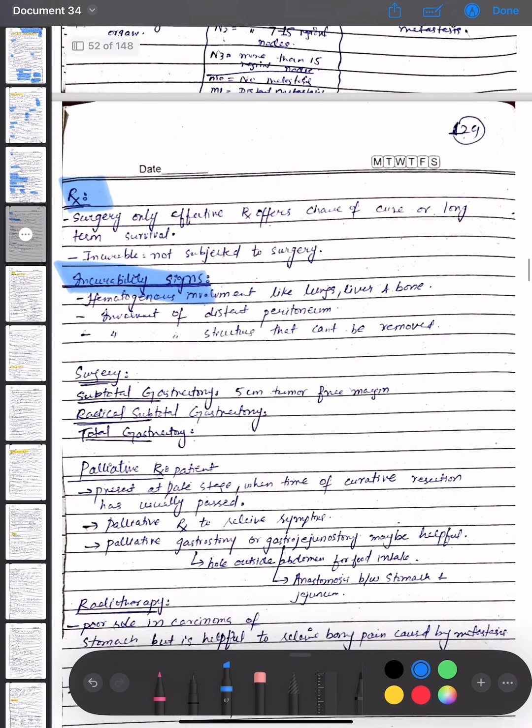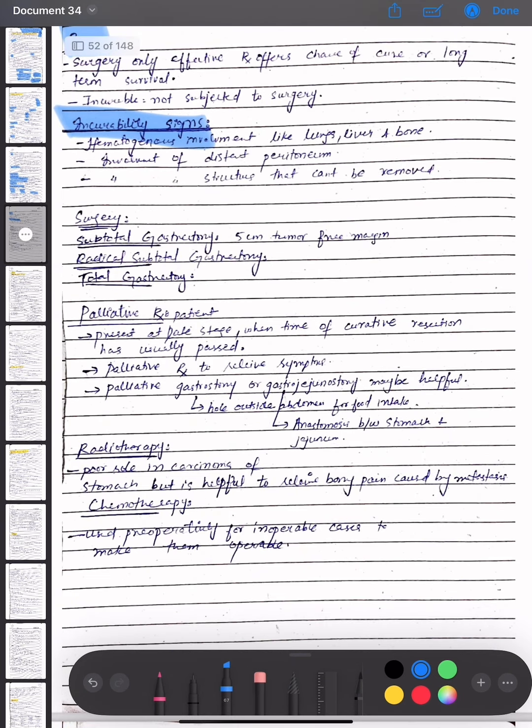cannot be removed. In surgical options, we have the subtotal gastrectomy, the radical subtotal gastrectomy, and the total gastrectomy. In subtotal gastrectomy, a 5 cm free margin is kept.